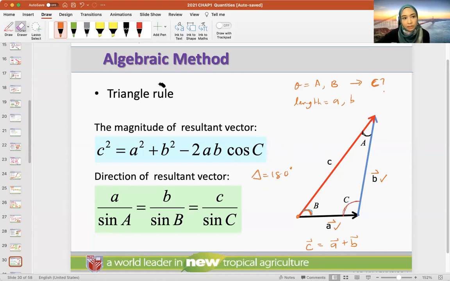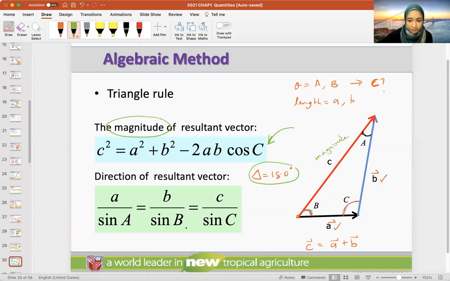So now you know what is the C angle. You can put it inside this equation. Okay, so you have the length A, you have the length B, 2AB, this is length, cosine of angle C. This is from your calculation of this guy. Okay, so from here, you get the magnitude of the resultant vector. You get the magnitude of C, which is the length lah. So this is the magnitude of the resultant vector.